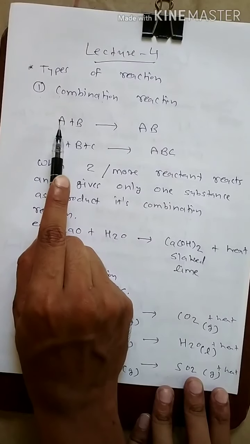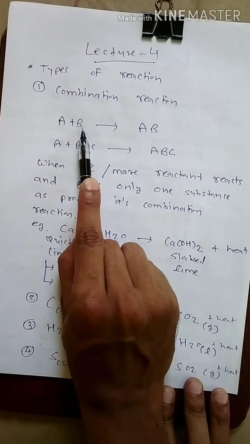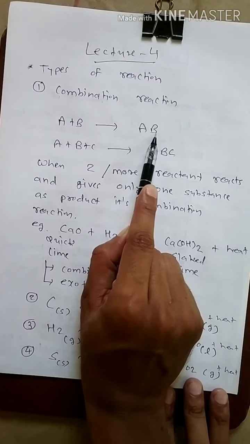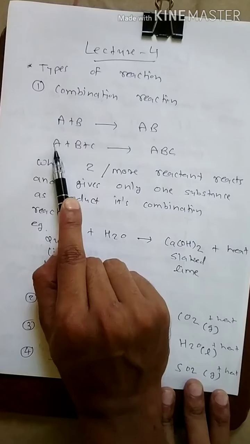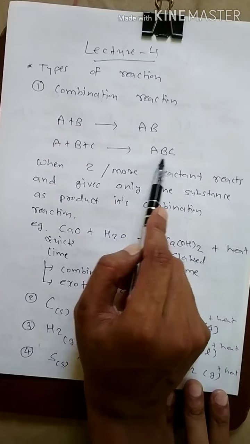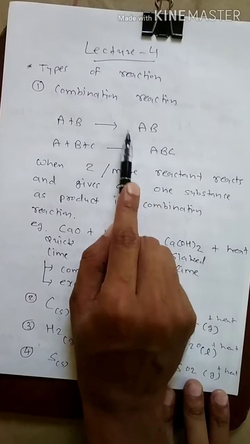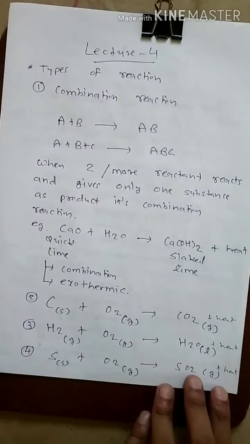Number of reactants is 2, number of product is 1 here. Similarly, number of reactants here is 3 and number of product is 1. So only one product is there in both reactions. So it is a combination reaction. In a combination reaction there is only one product.